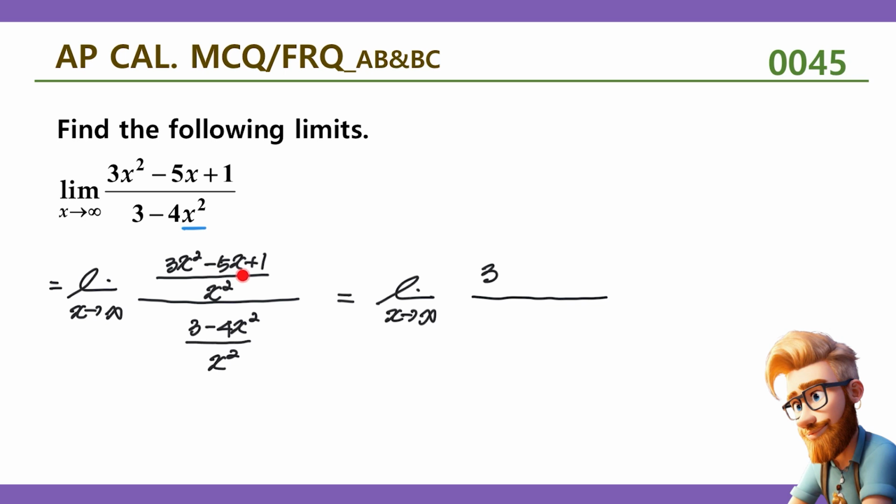And here, negative 5x over x^2 is negative 5 over x, so minus 5 over x. And here, 1 over x^2, so plus 1 over x^2. Okay, let's look at the denominator. 3 over x^2, so that's 3 over x^2 here. And we have negative 4x^2 over x^2, that's negative 4. So minus 4 here.